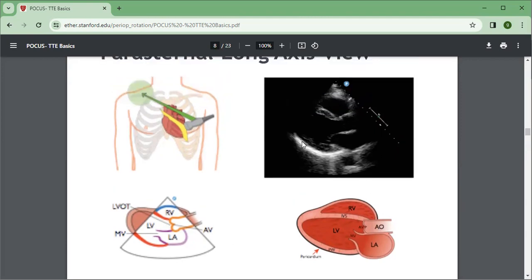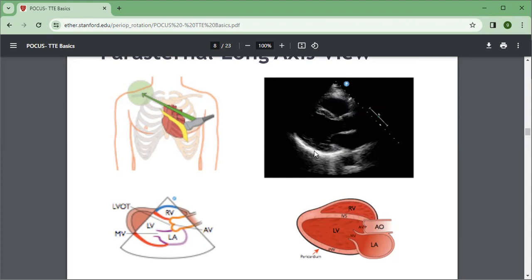So at this point you see that this is the left ventricle. This is the right ventricle. This is the interventricular septum. Then this is the left ventricular outflow, this is the aortic outflow. This is where we get the aortic valve. This is where you get the mitral valve. This is the chordae, and these are the papillary muscles.